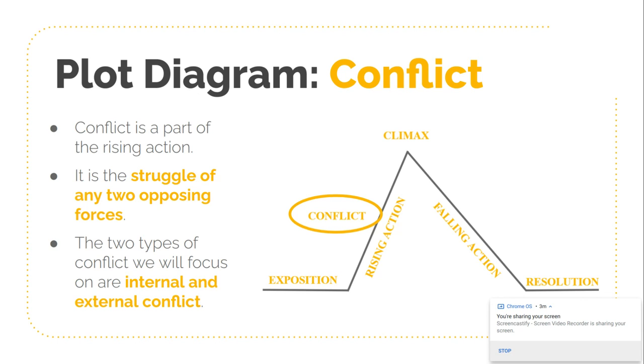Internal conflict is the stuff that happens inside your head, like decision making and your feelings about things. So a character having to decide or make a choice between two difficult decisions is internal conflict. External conflict is when something happens to a character. It's outside their control. There's nothing they can do about it. It just sort of happens to them.